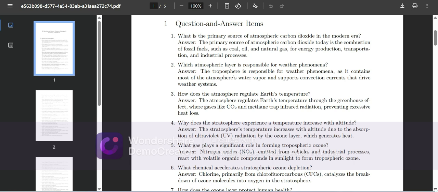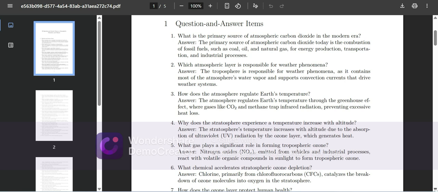Why does the stratosphere experience a temperature increase with altitude? The stratosphere's temperature increases with altitude due to absorption of ultraviolet radiation by the ozone layer, which generates heat. What gas plays a significant role in forming tropospheric ozone? Nitrogen oxides, emitted from vehicles and industrial processes, react with volatile organic compounds in sunlight to form tropospheric ozone.